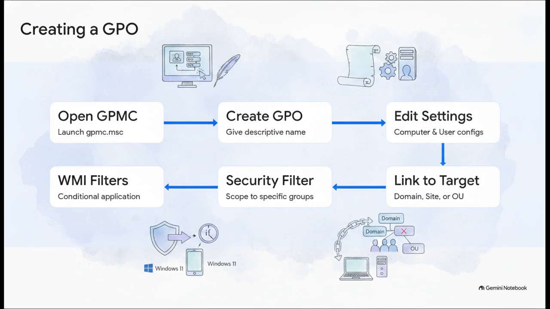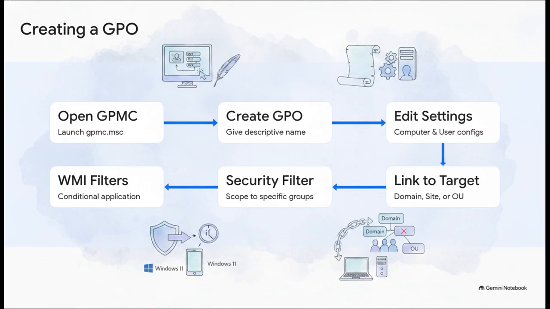And hey, always give it a highly descriptive name. Step 3, edit your settings, diving into either computer or user configurations. Once you've got your rules dialed in, Step 4 is linking it to your target. That could be the whole domain, a site, or a specific OU. Step 5 is security filtering.